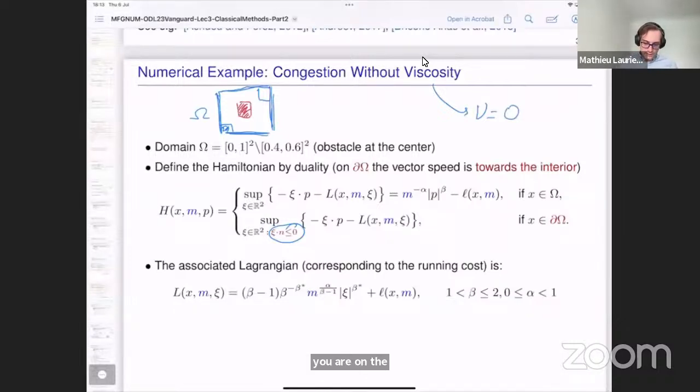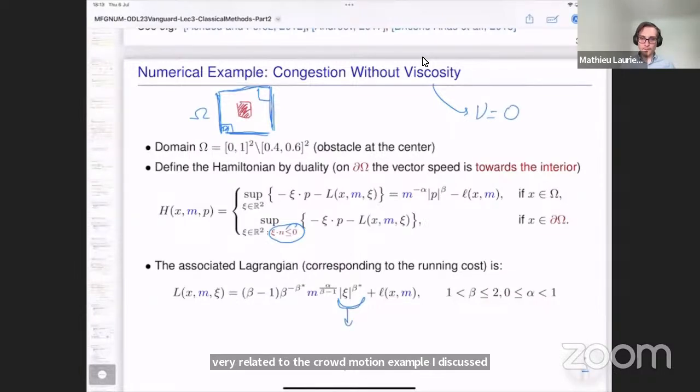This is the Lagrangian that I consider. This is very related to the crowd motion example I discussed before. Here, this is going to have the interpretation of making you pay for the velocity. So this was the equivalent of alpha to some power beta star.